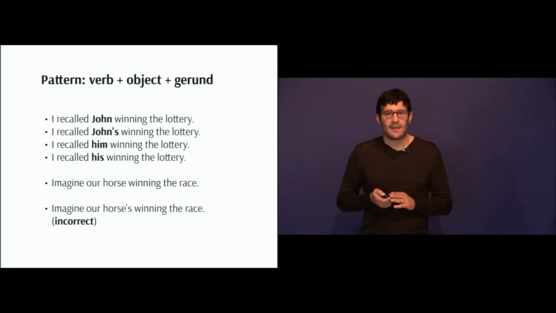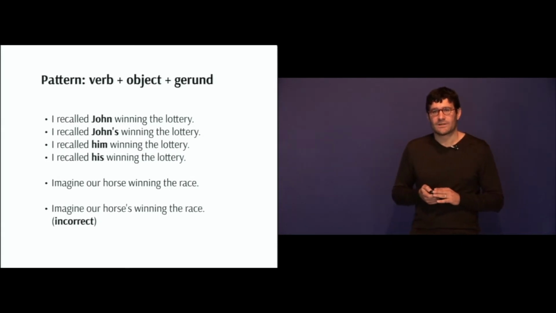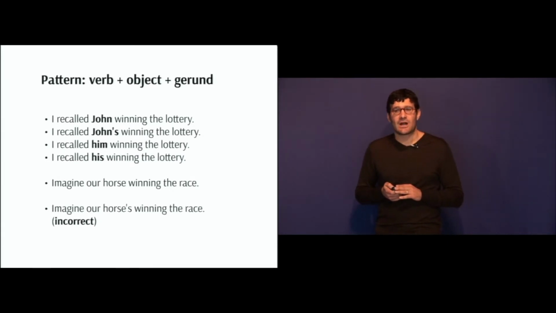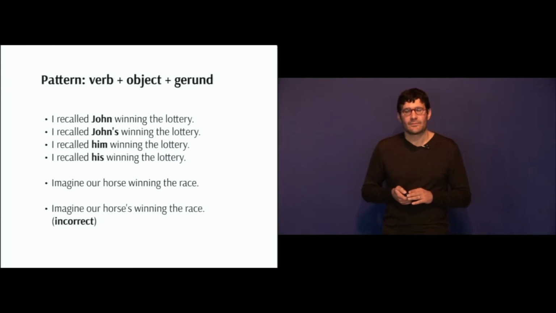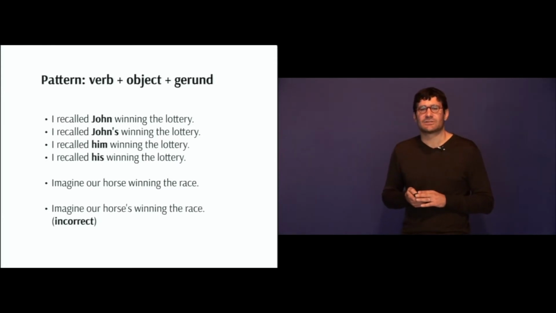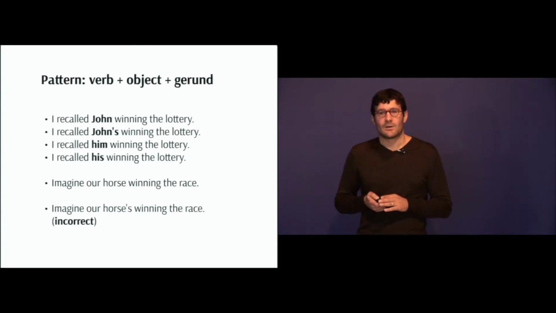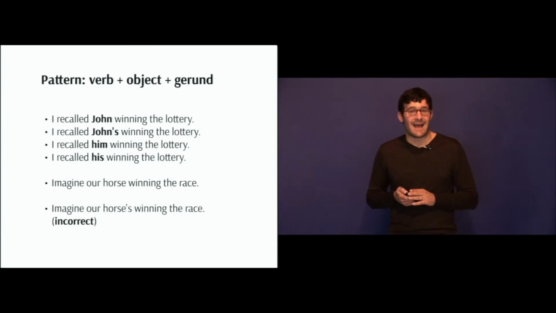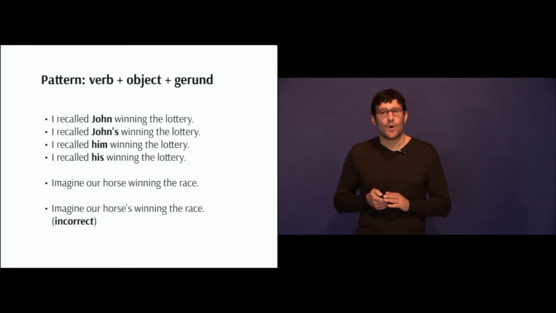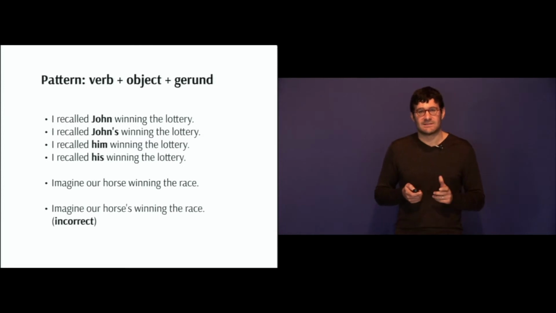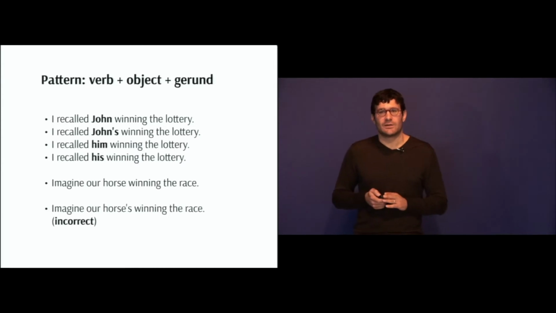They're the same. However, in the next two sentences, one is correct and one is incorrect. Imagine our horse winning the race. Horse, object. Imagine our horse's winning the race. The possessive, that's incorrect. Now why? We generally use the possessive in this kind of construction when it's a person. So a horse is obviously not a person, it's an animal. Therefore, it's "imagine our horse winning the race" and not "imagine our horse's winning the race." So if it's a possessive, it's a person. If it's an animal or something else, you would use just the simple object.